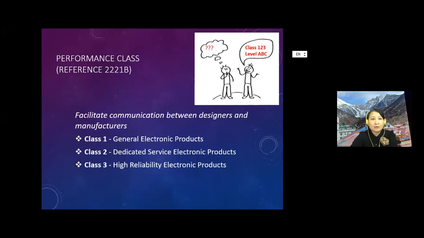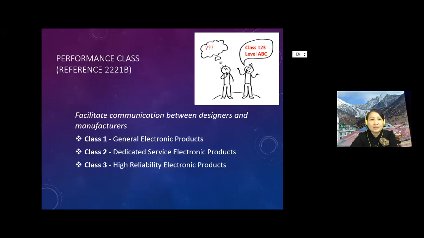Okay, so let's quickly look at performance class. I guess everybody would have already known, so we just quickly go through. So you have class 1, general electronics product. Class 2 is dedicated service electronics products, which is usually for the commercial electronics products. And then you have class 3, which is the high reliability electronics product.